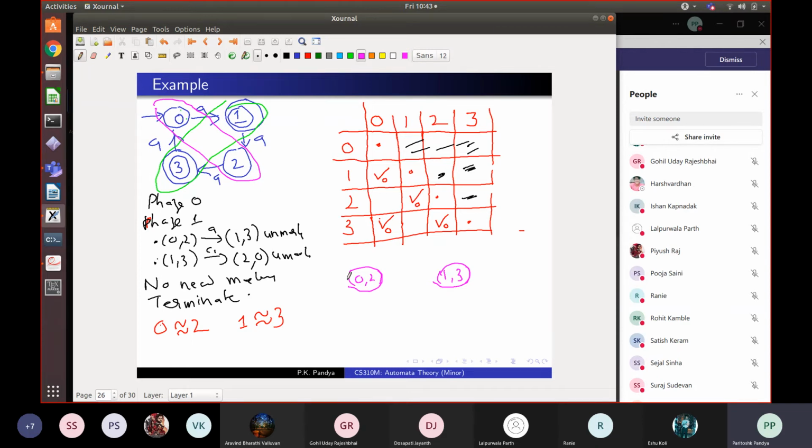One coming from the partition 0, 2 and one coming from partition 1, 3. Initial state was 0, so its partition is 0, 2. So this becomes my initial state. 1 was a final state, so its partition becomes the final state. So this becomes the final state. And now I have to work out transitions between them. 0 on an A goes to 1. So 0 on this partition on an A will go to this partition.